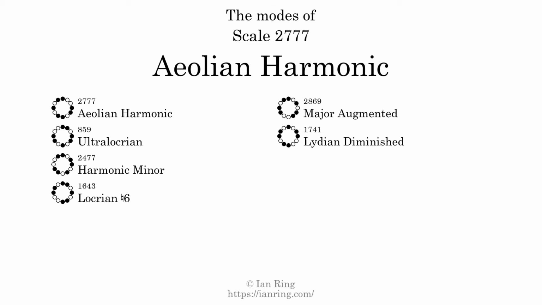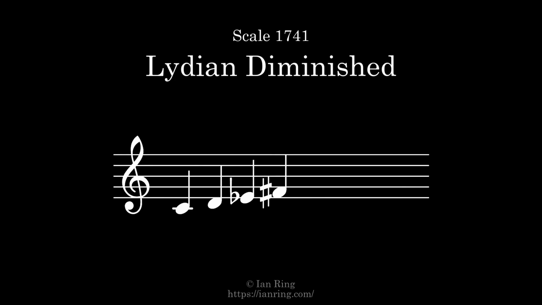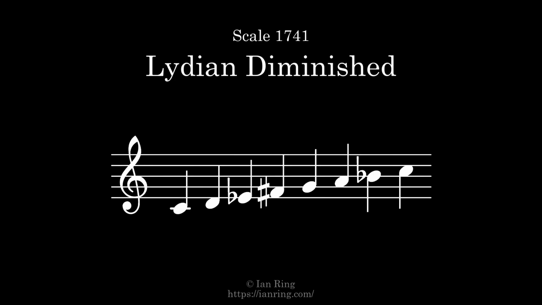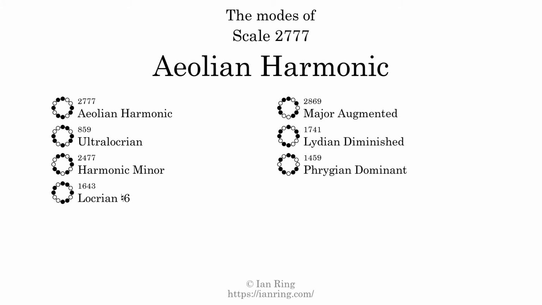The sixth mode is scale 1741, also known as Lydian diminished. It sounds like this. The seventh and last mode is scale 1459, also known as Phrygian dominant. It sounds like this.